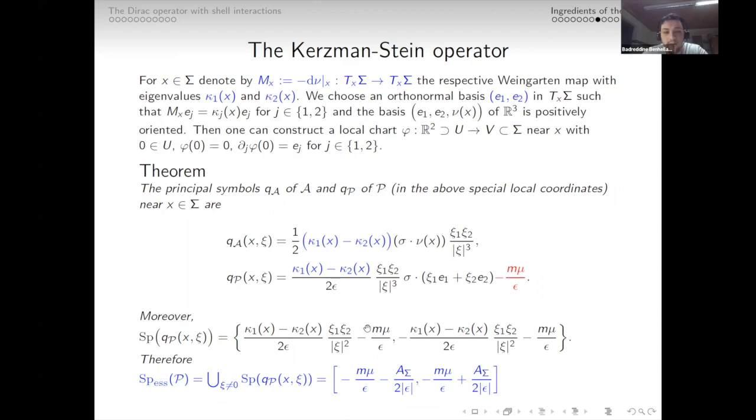Okay, and then there is a classical theorem to compute the essential spectrum of a zero-order classical pseudo-differential operator. In fact, you take the image with respect to x, and then you take the union with respect to xi. So at the end of the day, the essential spectrum of our operator P is equal to this interval that appeared in the main result. All right.